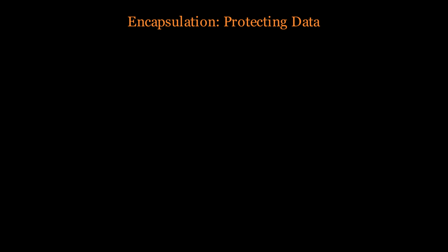Encapsulation is a fundamental OOP principle. It means bundling data and methods together and controlling access to that data. This protects the object's internal state from invalid modifications and makes code more maintainable.